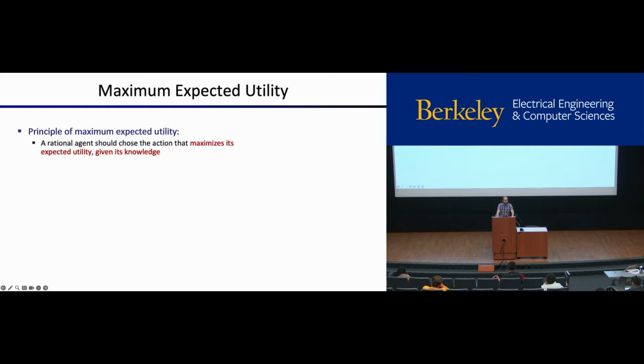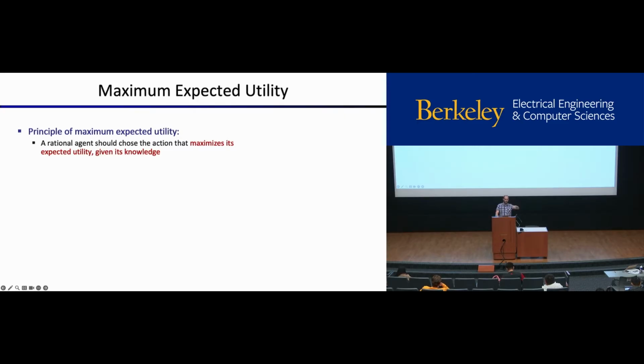so the point of utility is to maximize its expectation. So the principle of maximum expected utility says a rational agent should choose the action that maximizes its expected utility given its knowledge. So the world has randomness in it, or at least the agent is uncertain about what's going on in the world. And so whenever it's considering a course of action, it doesn't know what outcome is going to arise. And so it certainly doesn't know what utility it will have. And so the rational thing to do is to take the expectation of the utility.